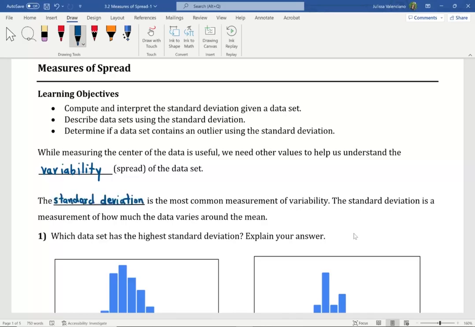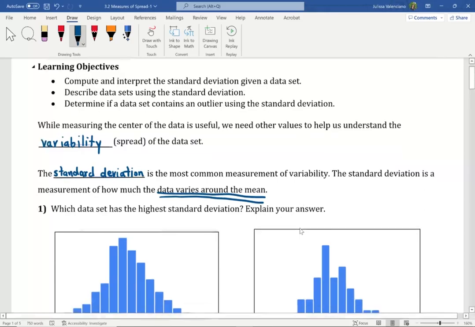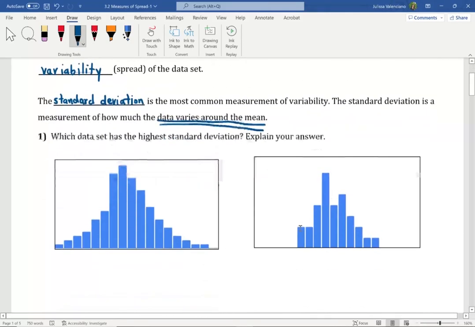The standard deviation is going to be a value that is a measurement of how much the data varies around the mean. Now, with that being said, would you be able to look at the graphs here below and determine which data set has the highest standard deviation? Remember, the standard deviation is going to indicate the spread of the data set. And so if we see a bigger spread of the data values within a data set, then we're going to expect a higher standard deviation.